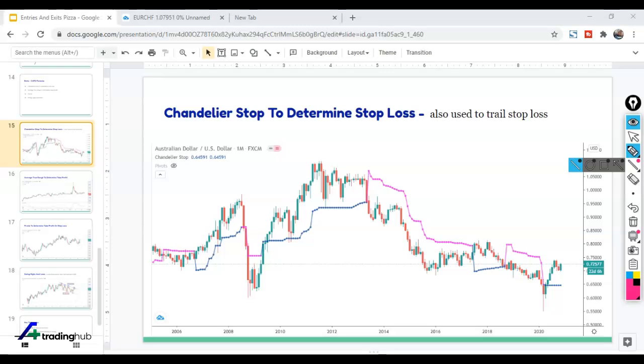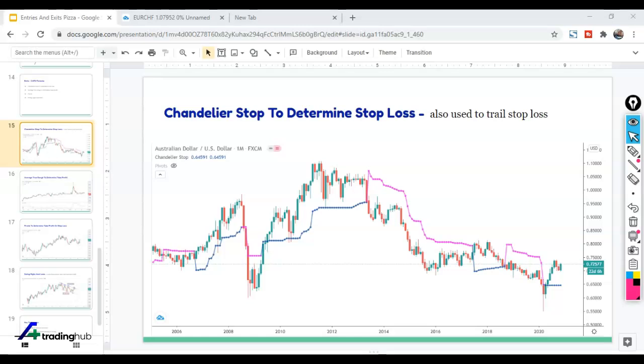So for example, if you buy at the current market price now, your stop loss will be here. As price is pushing up in your favor, this will also be pushing up, and you can use it to trail your stop loss just like that. It's a very lovely and nice tool. I love it. I'm going to do a special video on how to install it and what settings you should use, so you don't have to worry about that.